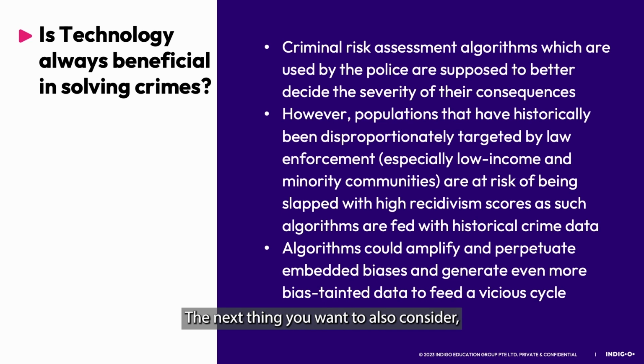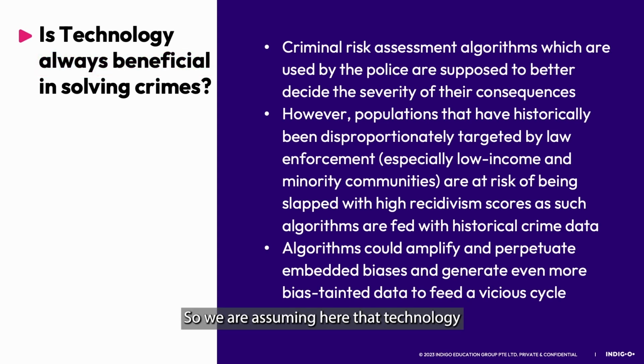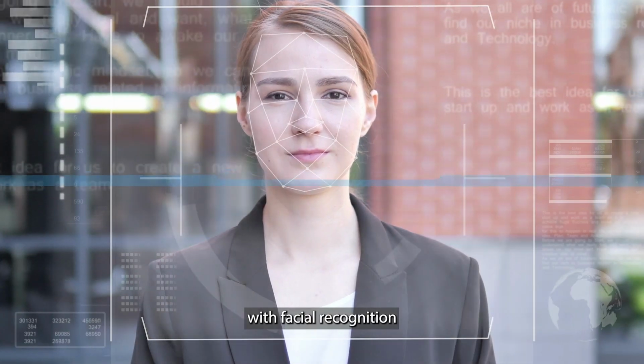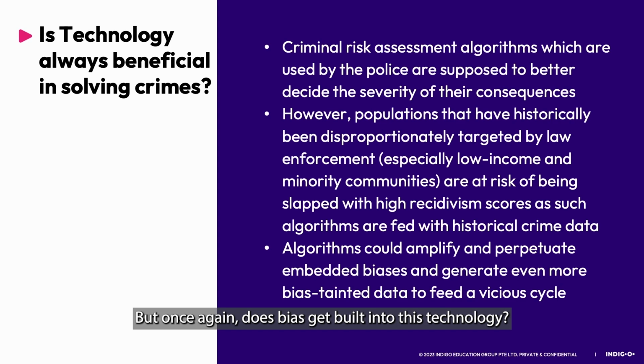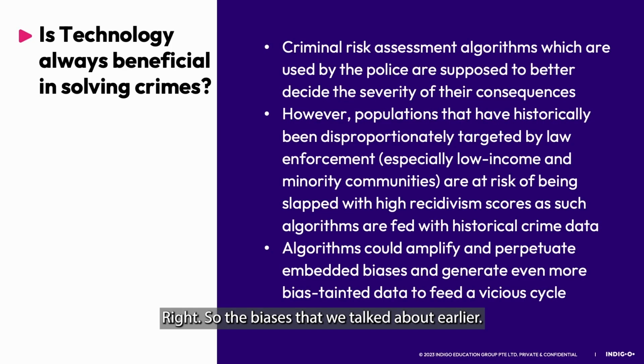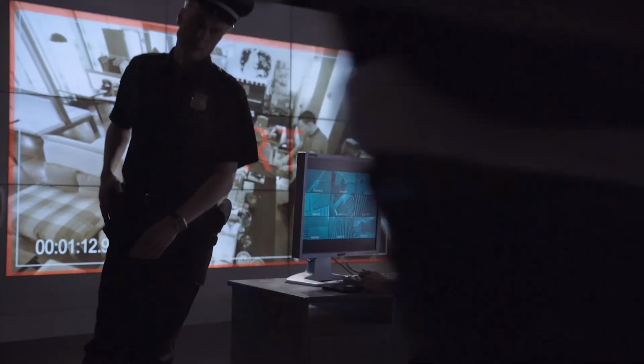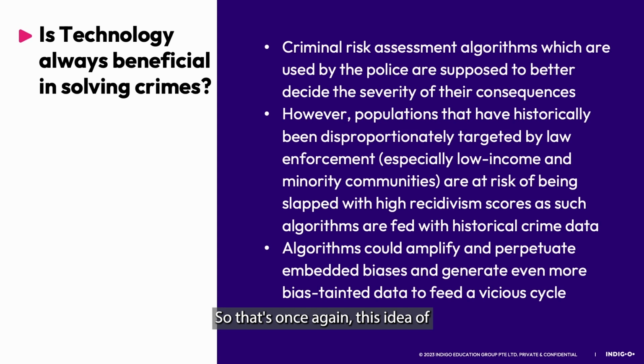Okay, the next thing you want to also consider, right, has got to do with whether or not technology is beneficial in solving crime. So we are assuming here that technology will definitely be beneficial, right? It will help with CCTV, with facial recognition, and all these sorts of things. But once again, does bias get built into the technology? Right, so the biases that we talked about earlier, do these things get built into the technology that is used to enforce peace, right, or to prevent crime in a neighborhood? So that's once again this idea of bias tainting.